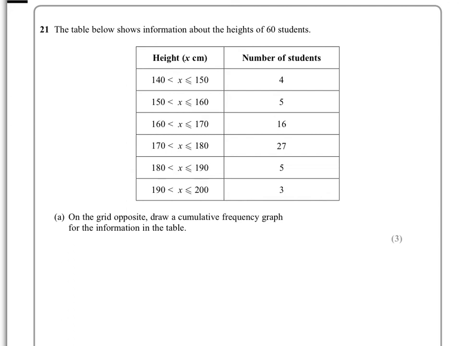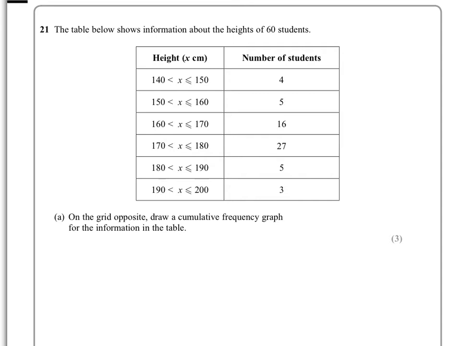In question 21, we're given a table which shows information about the heights of 60 students. And in part A, we're asked to draw a cumulative frequency graph. In order to draw the cumulative frequency graph, we have to work out the cumulative frequency. So cumulative means adding together, and the frequency is the number of students.